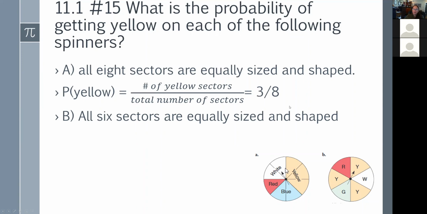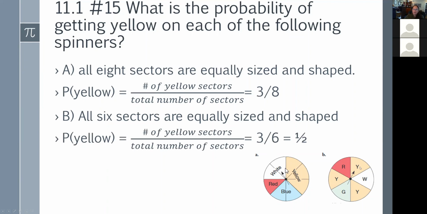For part B, there are 6 sectors that are equally sized and shaped. So the probability is the number of yellow out of the total, and there are 3 yellow out of 6 sectors. So that gives us 3/6 or 1/2.